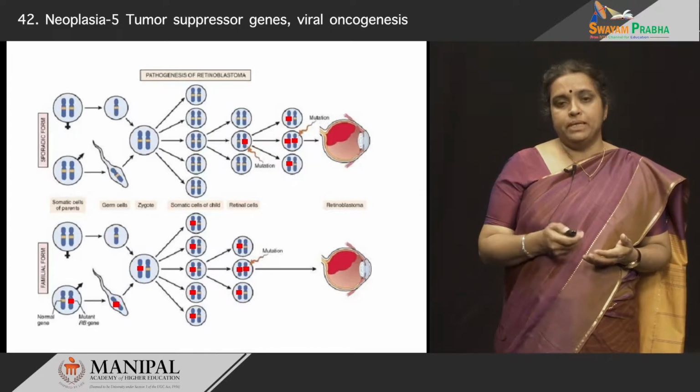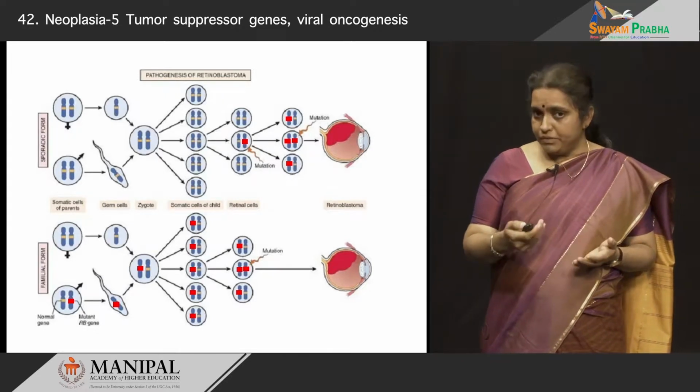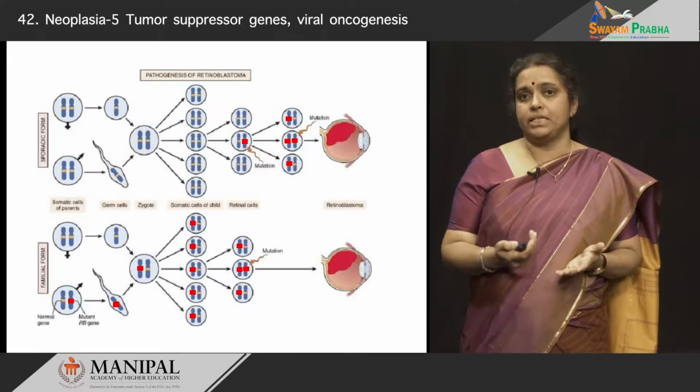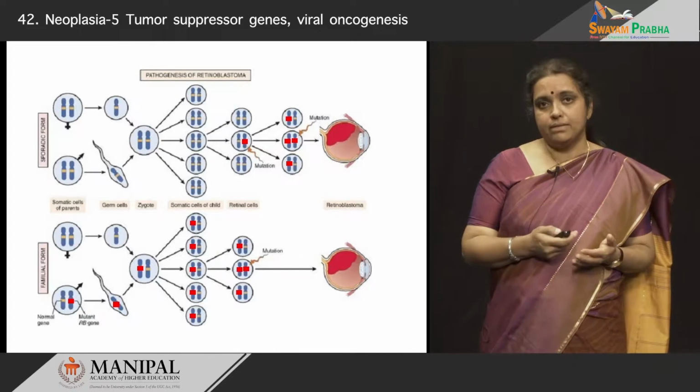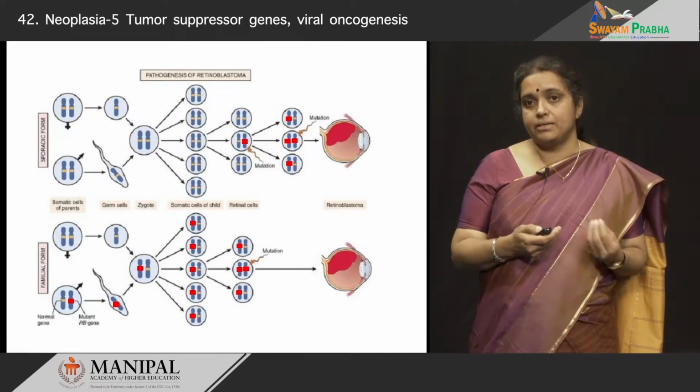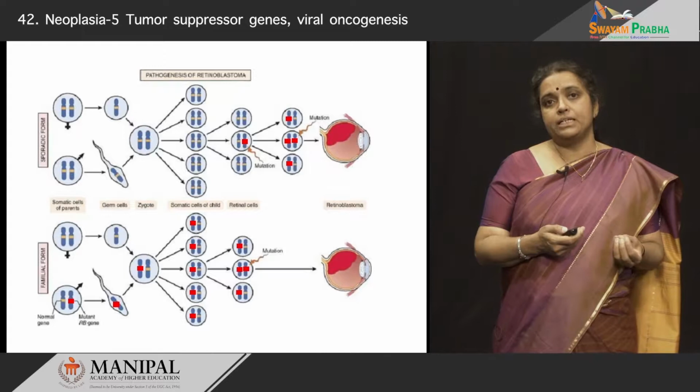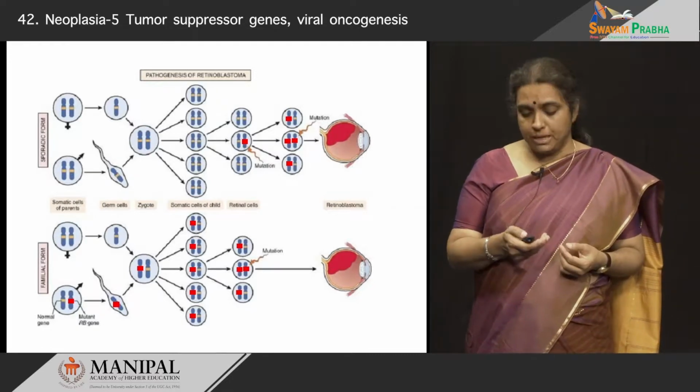As you can probably imagine, in the familial form, bilateral retinoblastomas are more common because the first hit is already there. It's a matter of time before the second hit happens, and they are more likely to develop bilateral retinoblastomas.